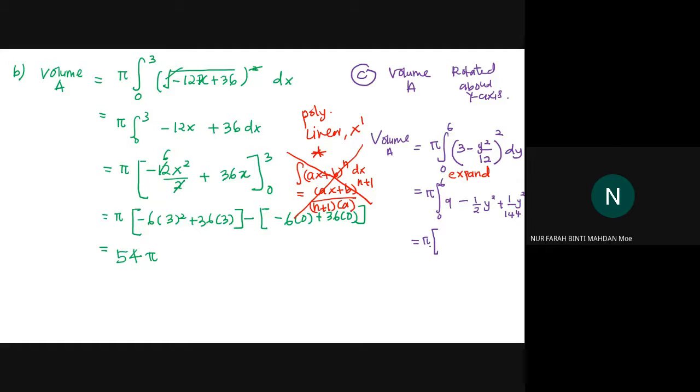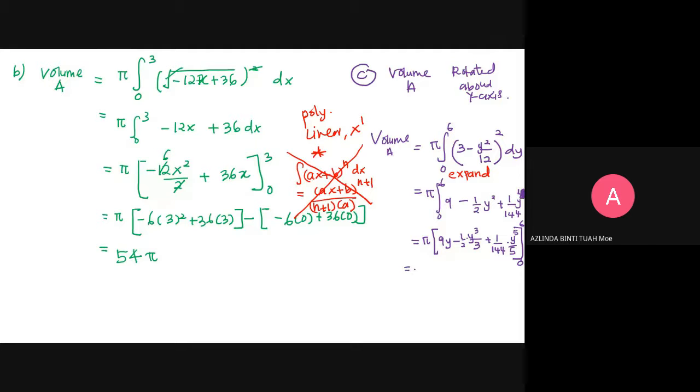Pi, yes, pi, to the power of 4. 9y minus 1/2 times y cubed over 3, plus 1/144. Integrate y to the power of 4 is y to the power of 5 over 5. And close the bracket with the limits 0 to 6.